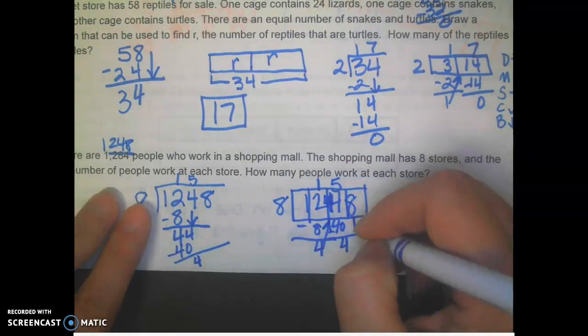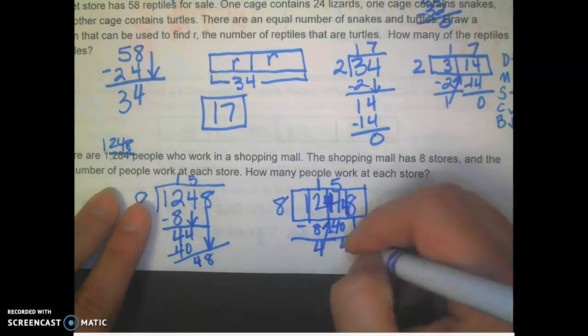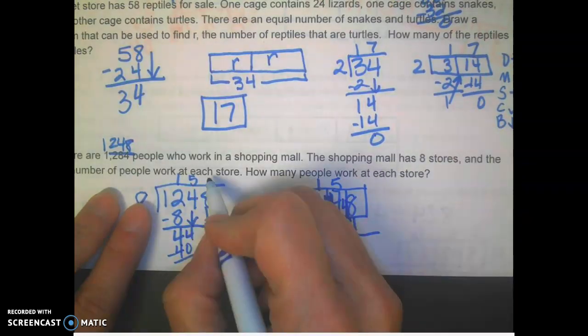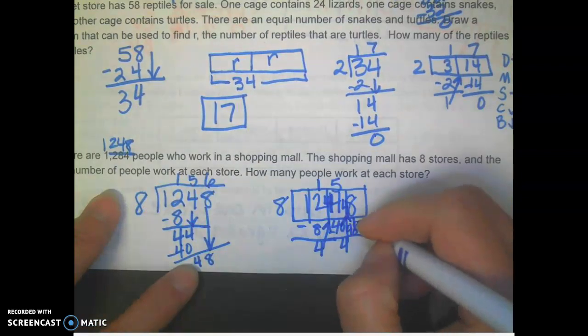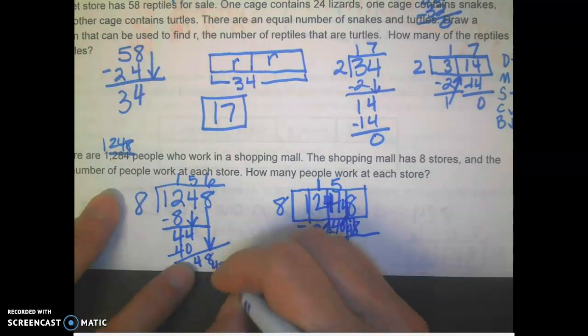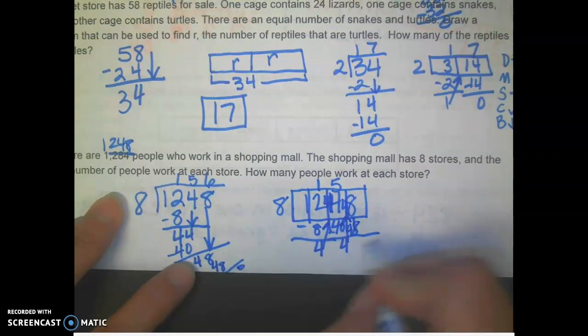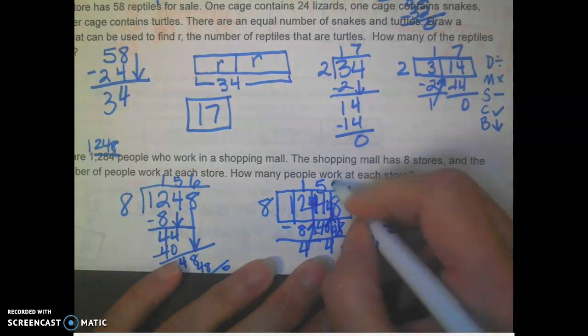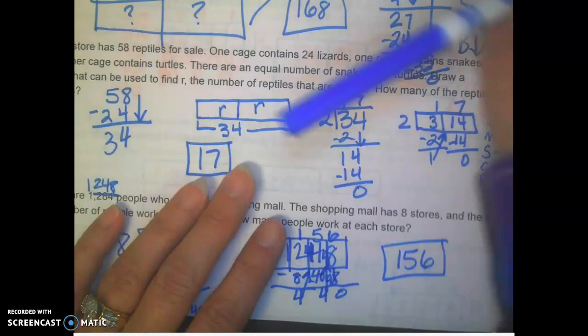So then you can bring down your 8 or bring your 4 up. And then you say how many times will 8 go into 48? It goes in there 6 times. And then you subtract. 8 times 6 is 48. And then you subtract 48 minus 48 is 0. I ran out of room right there. So there are 156 people that work at each store.